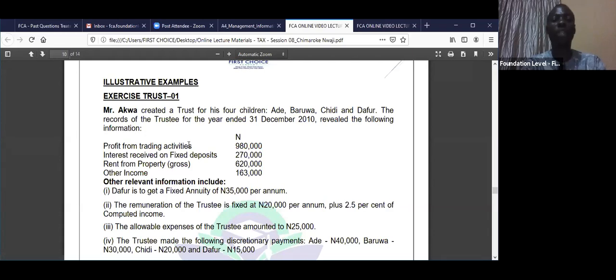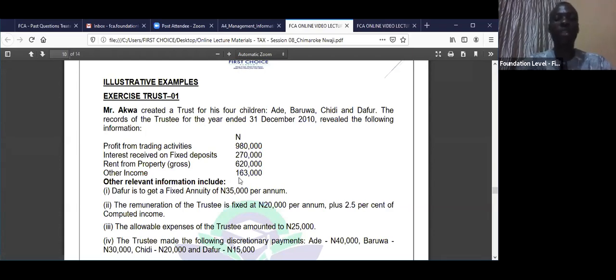Review the following information. Now look at profit from trading. These are sources of income. Interest received on fixed deposits. It is assumed that this is what you are getting. Now, rent from property. You see they wrote gross. Even if they didn't write gross, assume gross. If it was dividend that was recorded here, what did I say you should assume? Assume net and convert to gross. Other income is this. So when you add all of these together, you get the gross income.